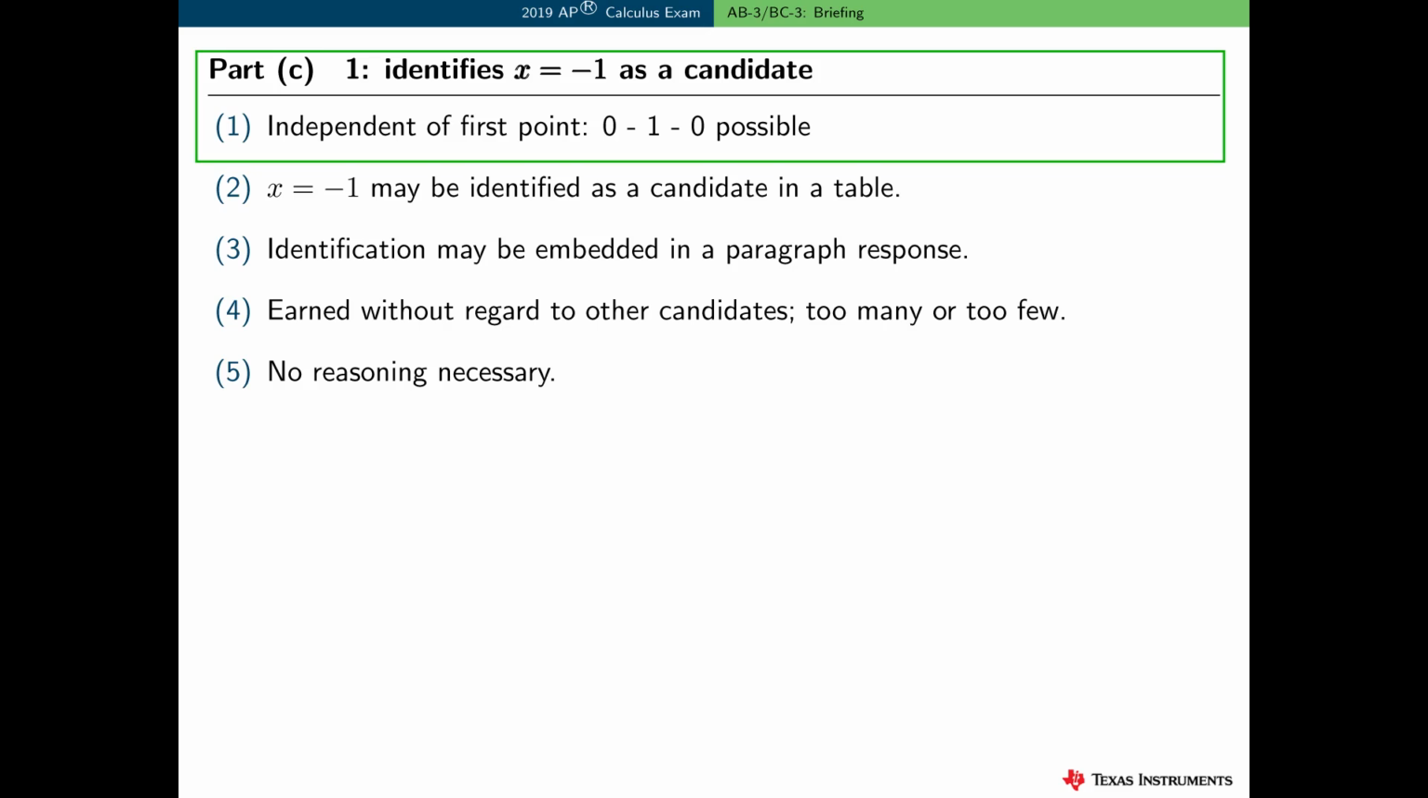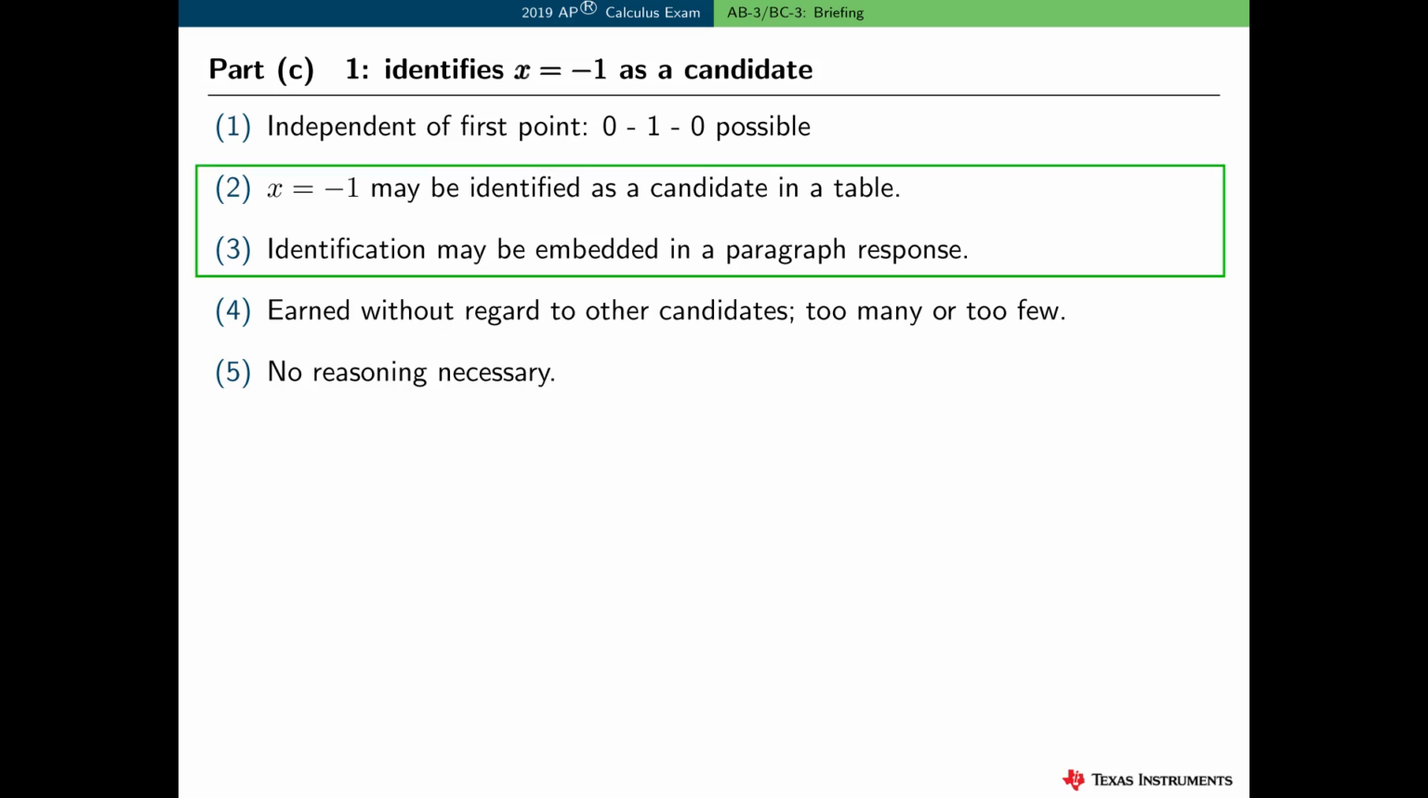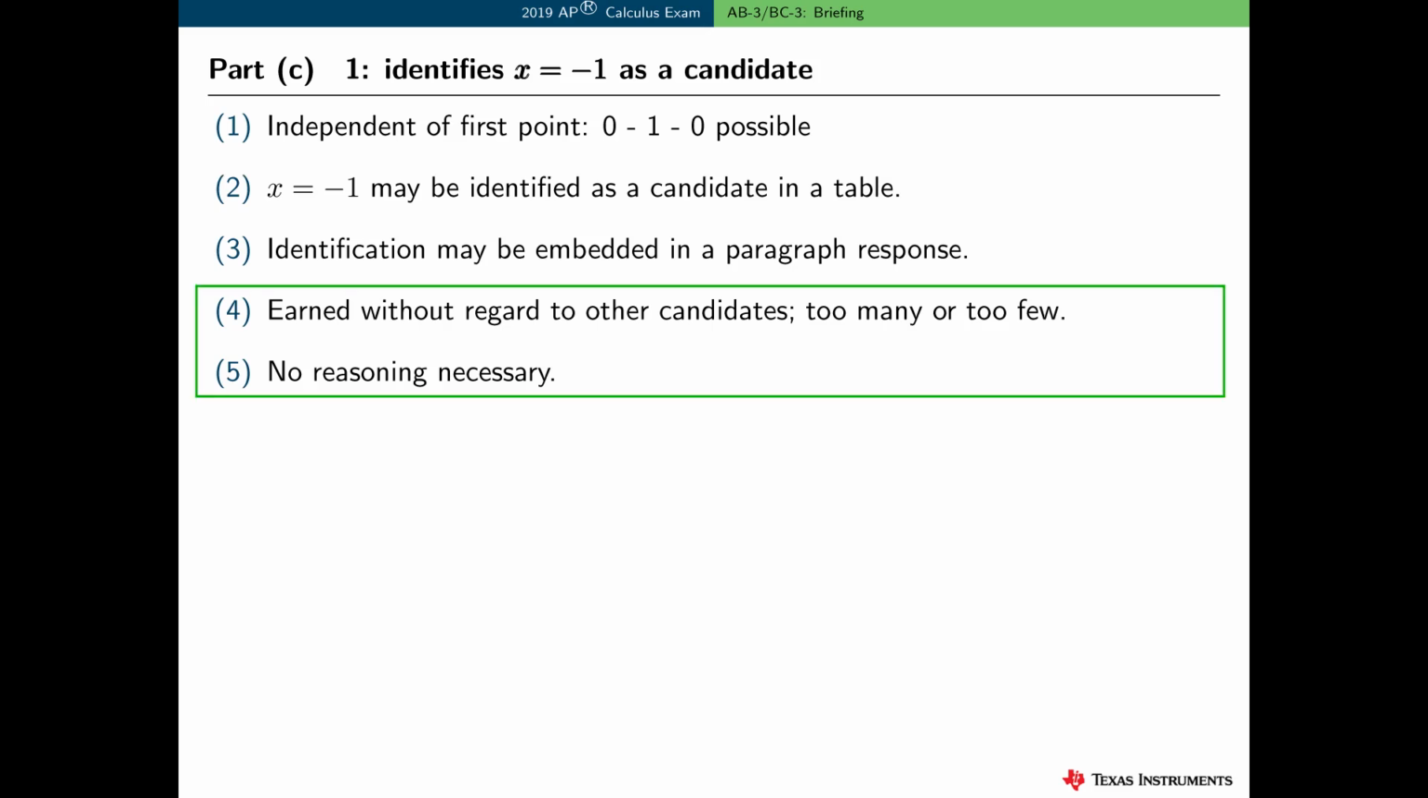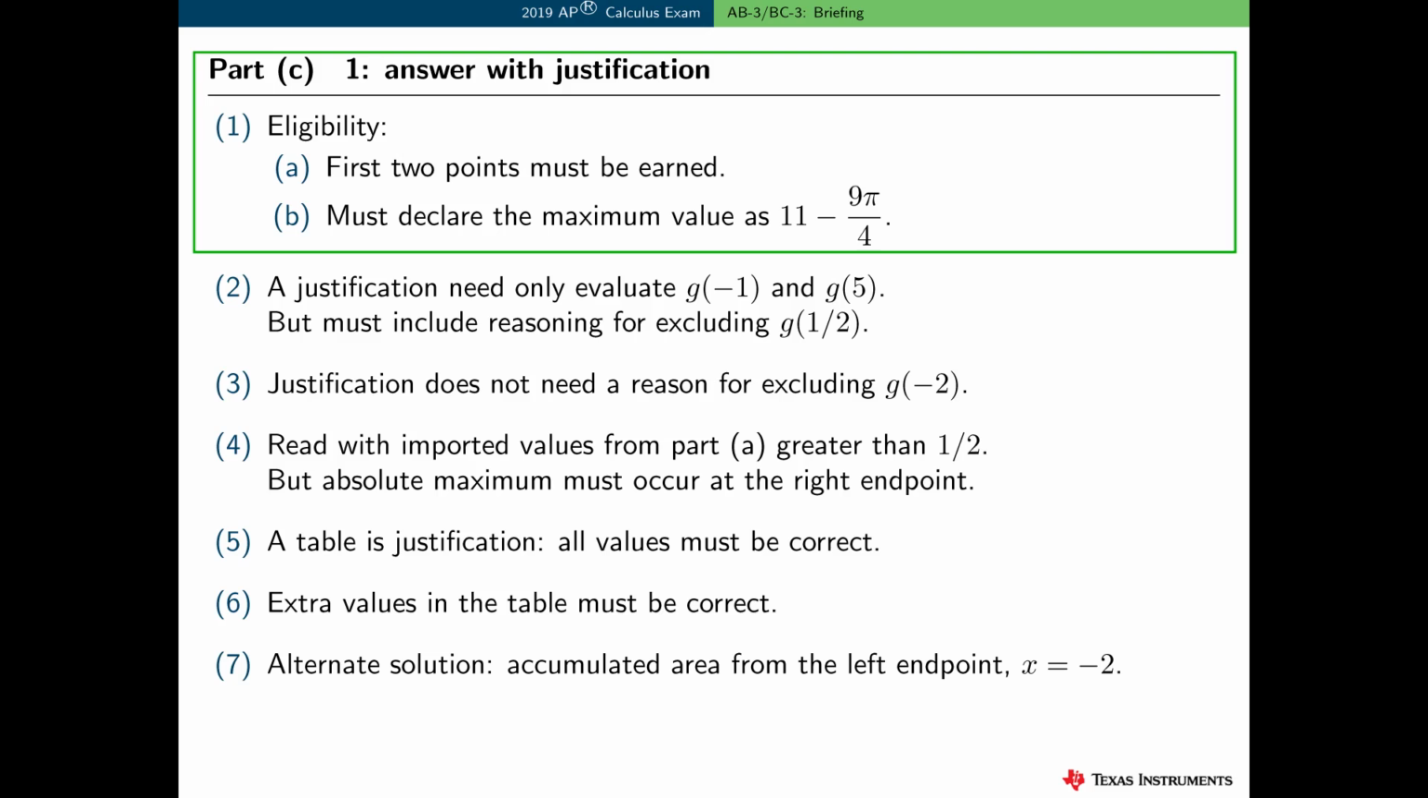This point is independent of the first point, so a student could earn a 0, 1, 0. This value can be identified in many ways, for example as a candidate in a table. Or x equal minus 1 may be embedded in a paragraph response. This point can be earned regardless of how many or how few additional candidates are presented. And there is no reasoning necessary here. Just identify the value.